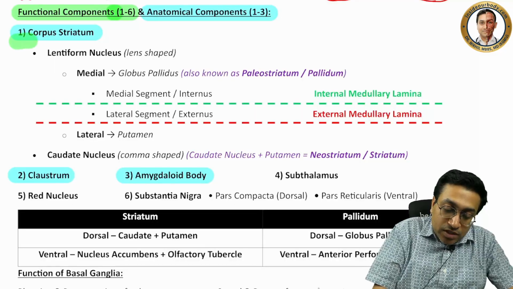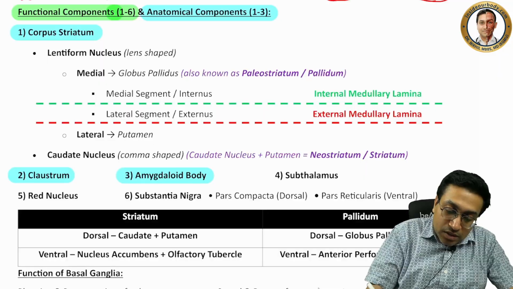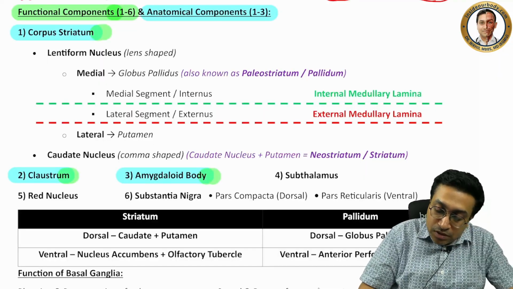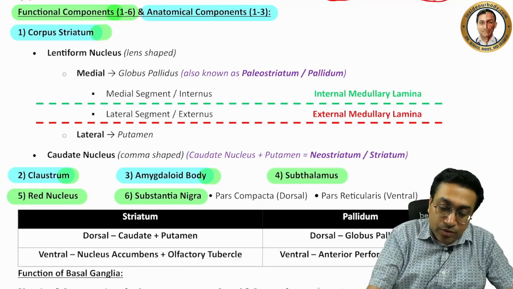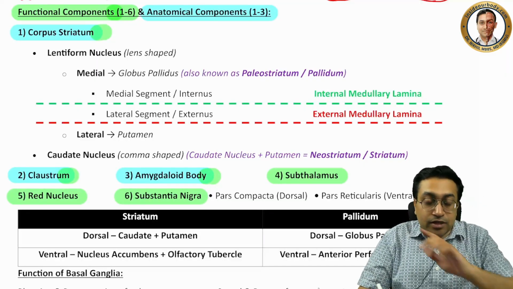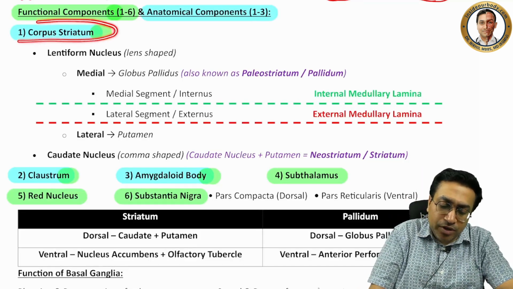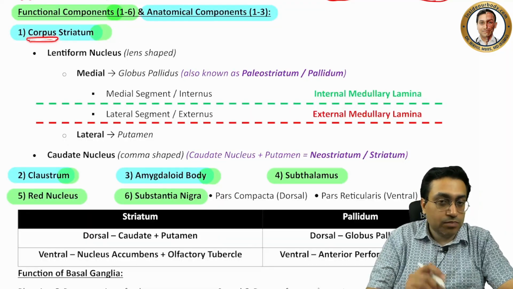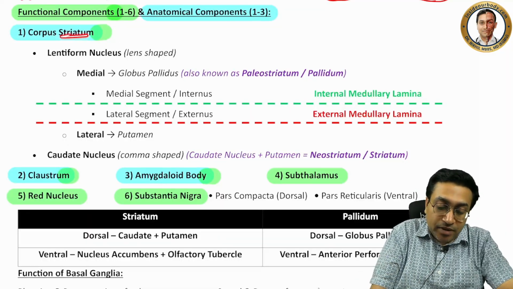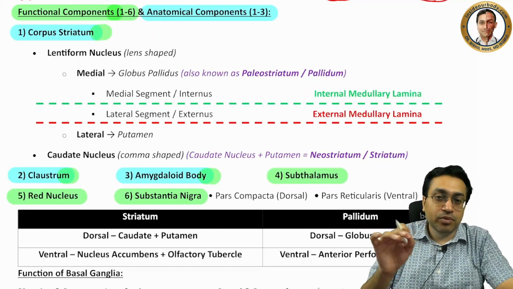So talking about this, these all are the functional components, okay. Now understand, functional components here we are meaning as the first one and the most important term which you will hear is corpus striatum. Now again break the word. Corpus means body, okay. Striatum means something which has striations, like cross striations you might have heard, okay.